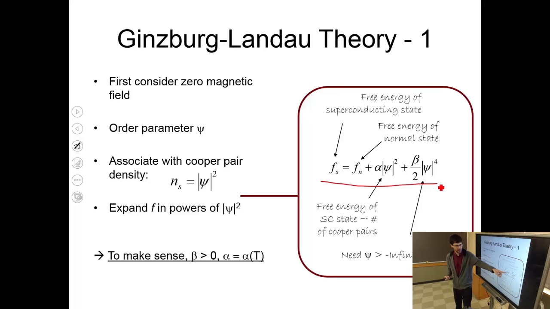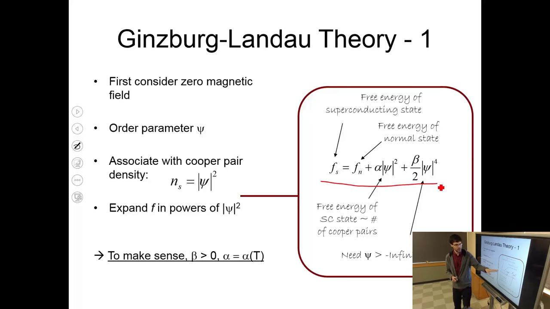And then this psi to the fourth term, where did that come from? Well, he needed it to sort of stabilize this thing, because otherwise, if alpha is negative, this coefficient alpha is negative, then the function will run away, go to infinity. So psi infinity will have an infinite negative energy. So then he added this term.